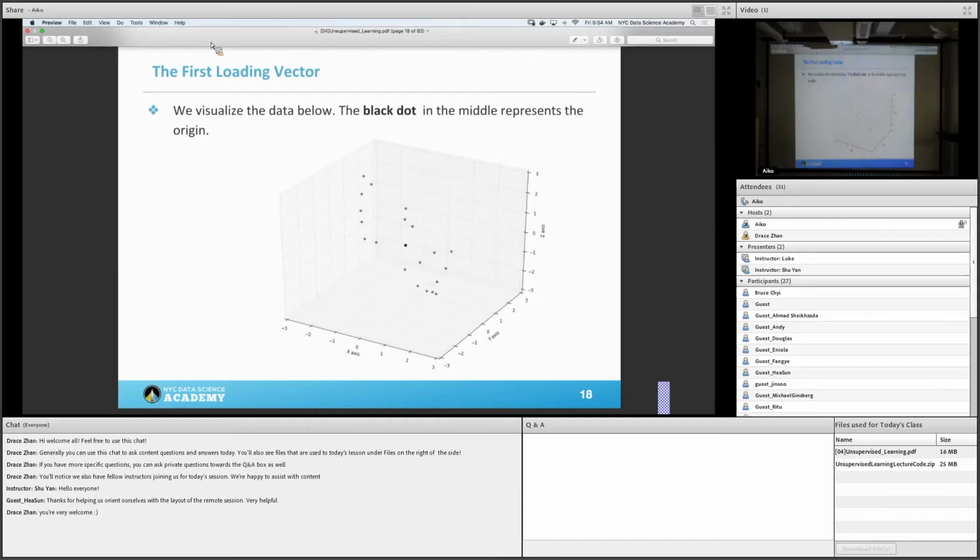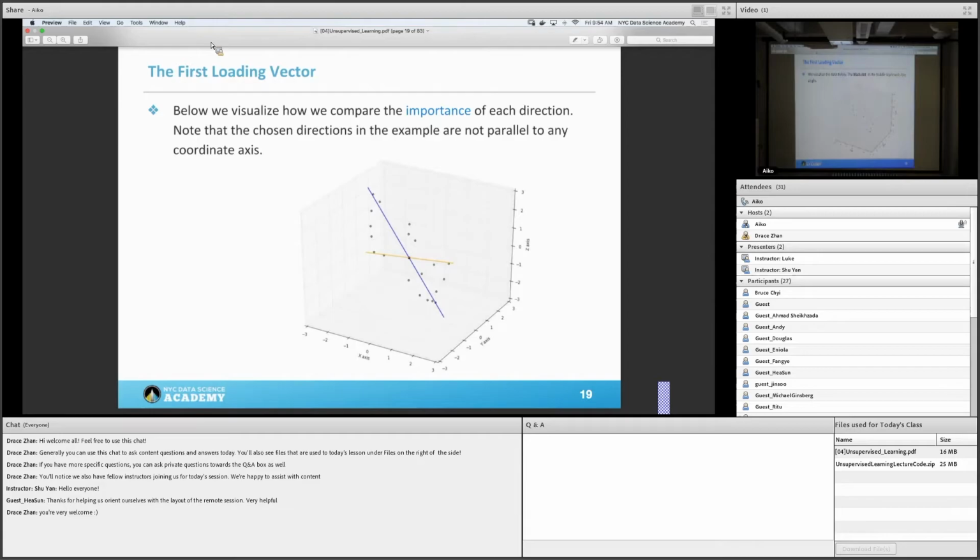Among these 20 points, there are many different directions we can choose, and there are two examples. One is the blue line, and one is the orange line. And there are infinitely many of them. You should imagine that you can use your finger to point to an arbitrary direction, starting from the origin, and whatever direction you point to, you can ask whether the data set projected to this direction is widespread or not.